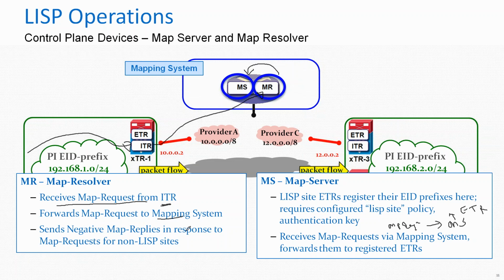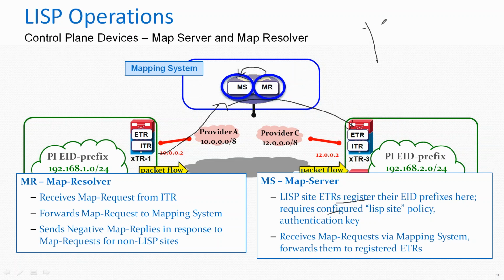It sends negative map replies in response to non-LISP requests. If it is a native packet, obviously it will be forwarded as non-LISP. If it is a LISP-related packet, it will forward to the mapping system, obviously for the first time. As a whole I am calling this the mapping system, but inside the mapping system it goes to the MR, which, just to do the resolution, forwards the packet to the MS, and then it goes to the ETR.